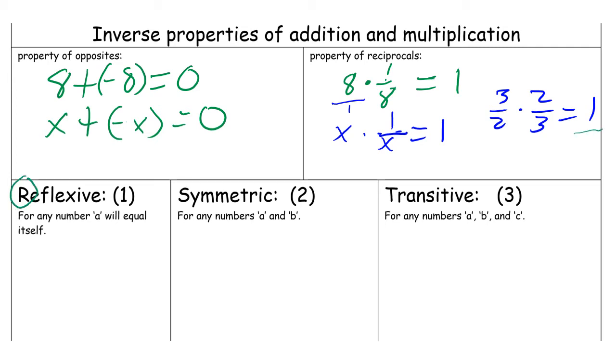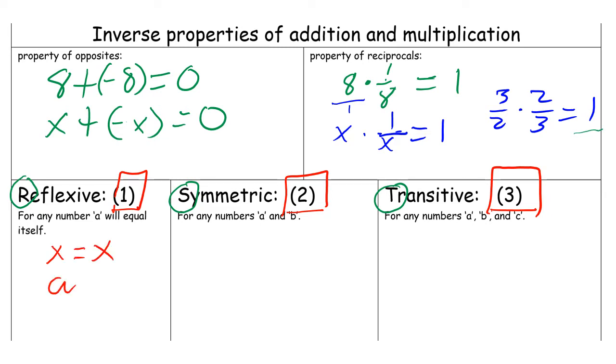Okay, then we have three properties called reflexive, symmetric, and transitive. And I think to myself, RST 1, 2, 3. That is, the reflexive property has 1 equal sign, the symmetric property has 2 equal signs, and the transitive property has 3 equal signs. The reflexive property just says that any number is equal to itself. X equals X, A equals A, 5 equals 5. 1 equal sign, one idea. We use this in geometry a lot, but we have to start getting used to it in algebra class.